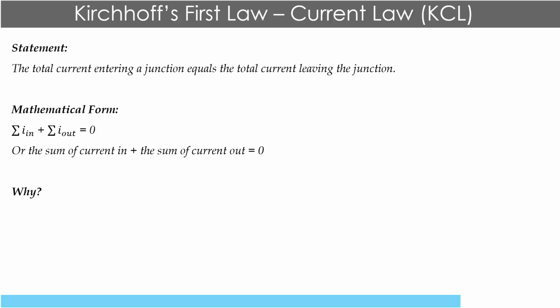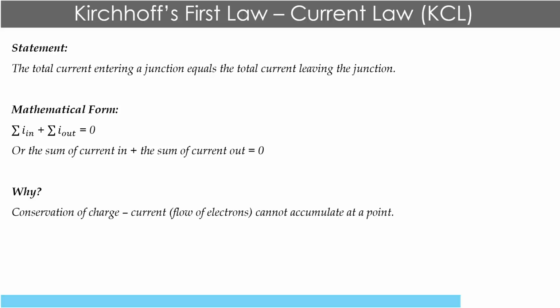We are saying that the total current entering a node is equal to the total current leaving it. That is the mathematical representation, and the reason this is so is, like we said before, that charges are conserved. There is conservation of charges within that point. This is what Kirchhoff's current law tries to explain.